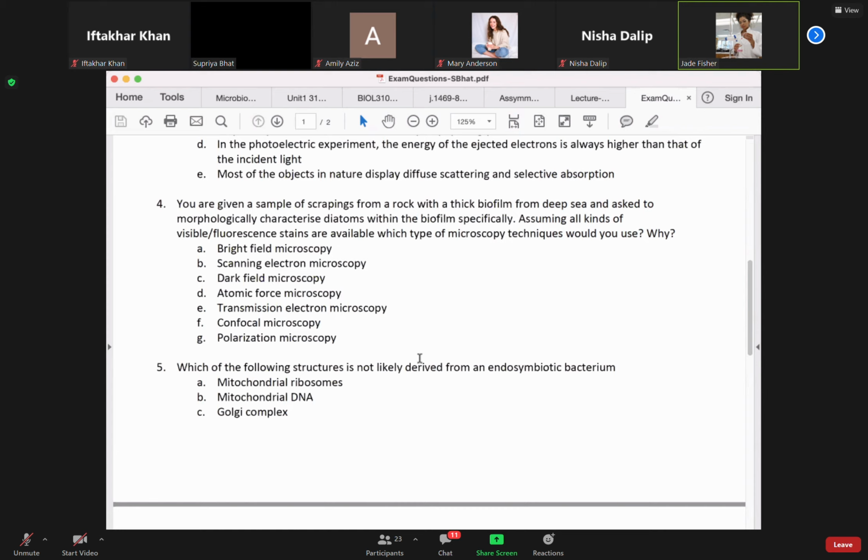I'm just confused what the correct answer for 4 ended up being. Confocal is the best answer. But which ones did you accept then? I accepted polarization, I accepted TEM. I think bright field, I did give you part points. And if you selected scanning electron or AFM without any justification, that would be a wrong answer. And I think I also gave you part points for dark field. Okay, thank you.